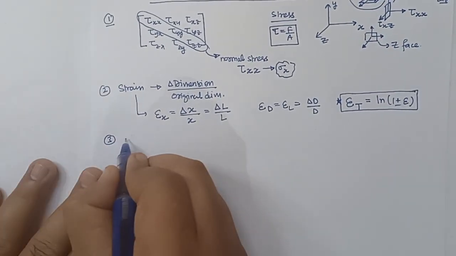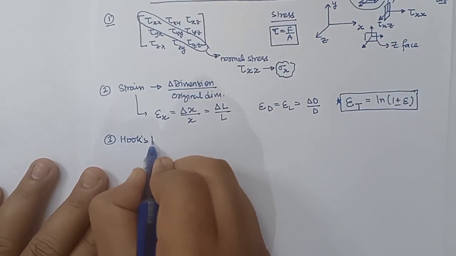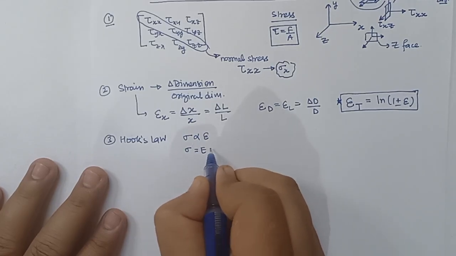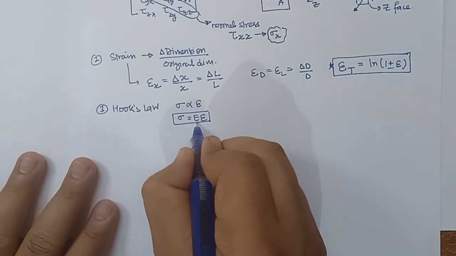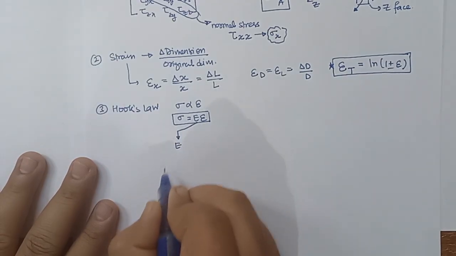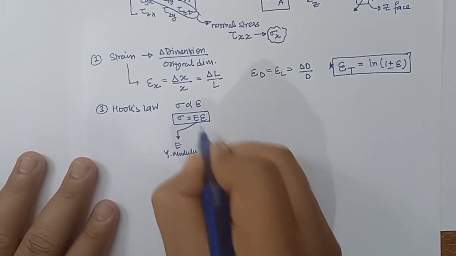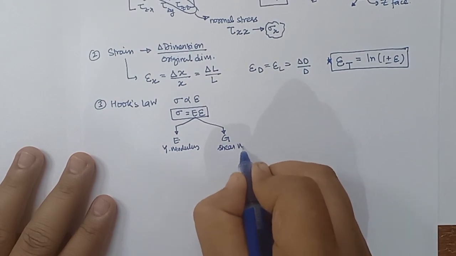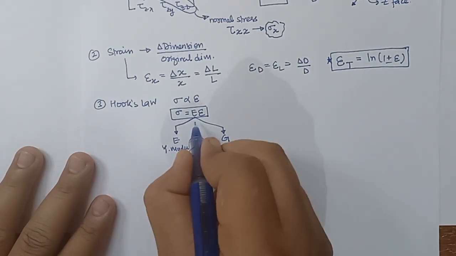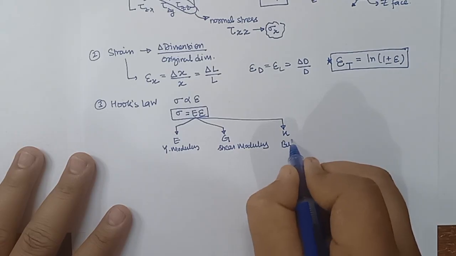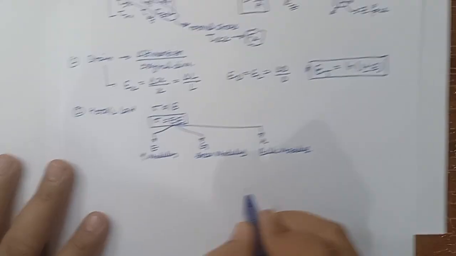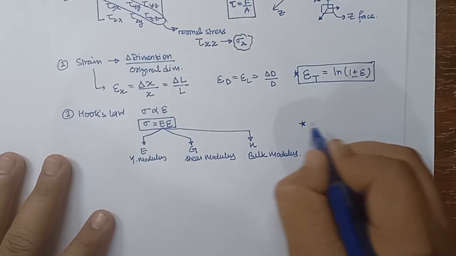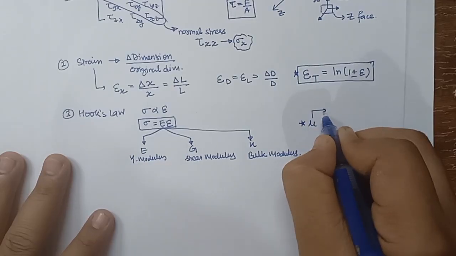Now third we have Hooke's law. Hooke's law says stress is directly proportional to strain. If proportionality is removed, we get a constant. This proportionality constant also has some classifications. One is called E, that is Young's modulus. One is called G, the shear modulus. Next we have K, called bulk modulus. And one more thing you should know, that is mu.